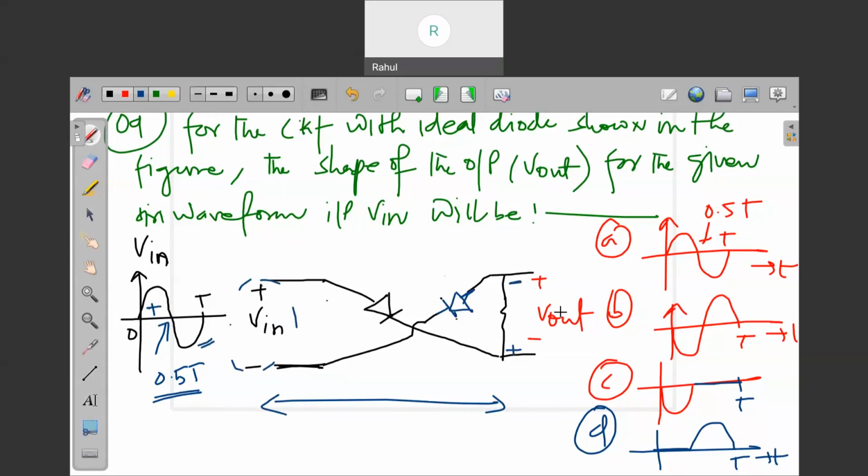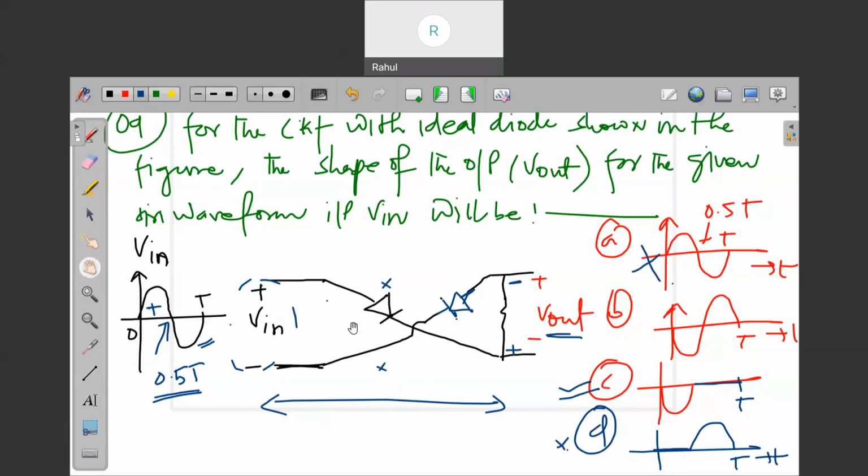So your output will be what? This cannot be the output, right? Because whenever you apply the positive half cycle, there should be inversion, you can see. And this cannot be the answer, right? So option C can be correct, because when you are in the negative half cycle, this diode will be off, and this diode will be off. So for the negative half cycle, both diodes will be off.